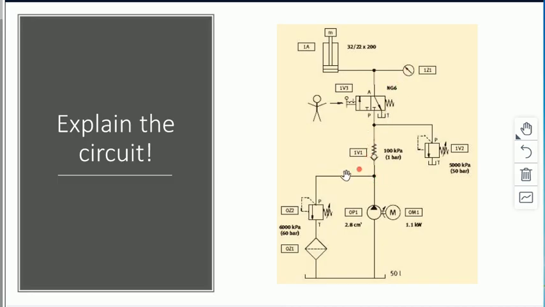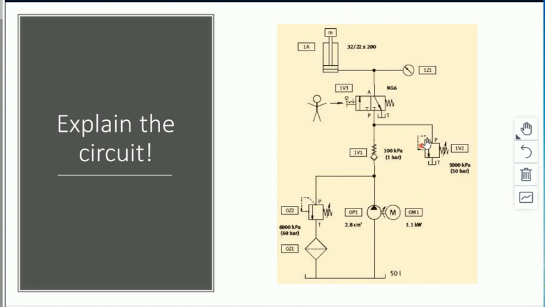And then down here we've got an interesting circuit as well. So we've got a pressure relief valve, and then we've got a filter system as well when it goes down to tank. And the tank gives us the information it's got 50 liters. So we get quite a bit of information from here.